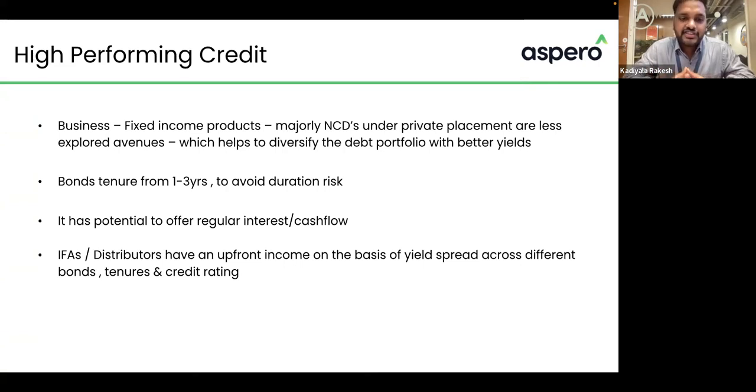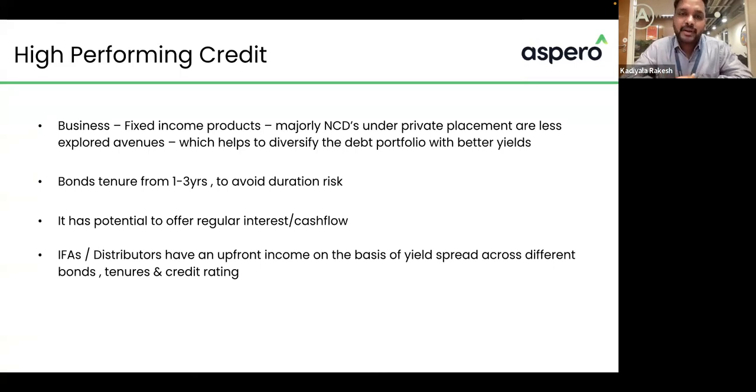And IFAs or distributors have an upfront income on the basis of yield spread across the different bonds, tenure, and credit rating. So as I mentioned, if you go with high rated papers, you can make a very small spread. If you go with low rated papers, you can make a high spread. So it depends upon the paper.